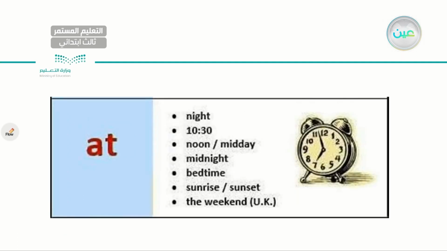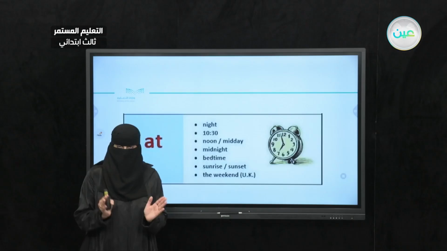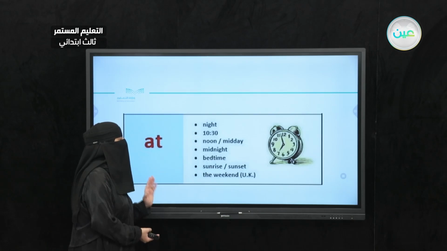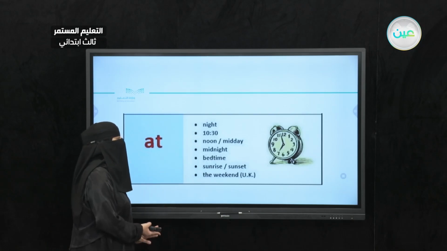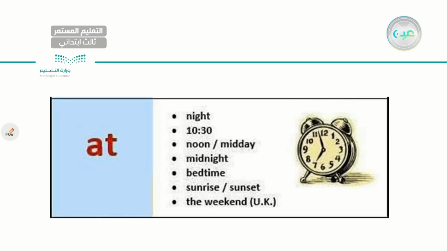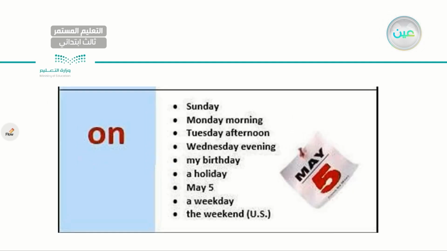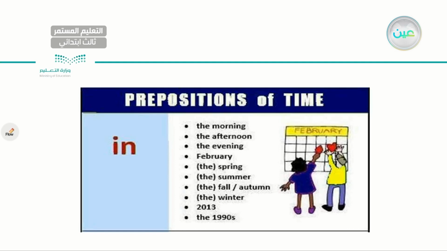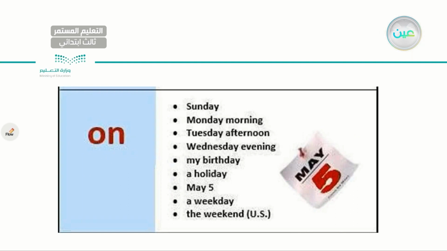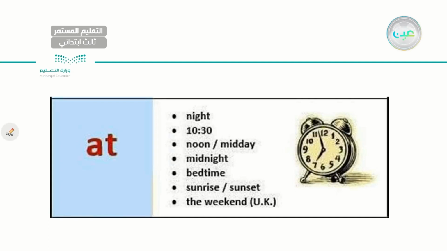The last one would be "at". When do I use this preposition? If I have night, 10:30, noon, midday, midnight, bedtime, sunrise, sunset, or perhaps the weekend if we are using the UK version. So I'll be using at night, at 10:30, at noon, at midday, at midnight, at bedtime, and so on. So the 3 prepositions of time again will be: in, with parts of the day, months, seasons, and years. On will be with days. At will be with time, night, noon, midday, midnight, bedtime, and so on.